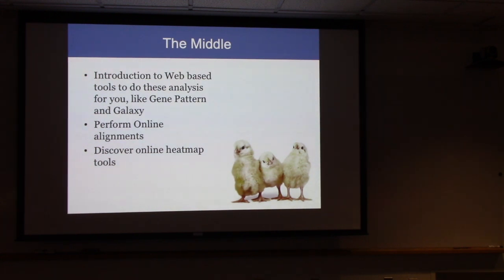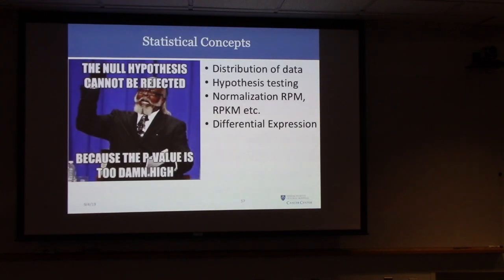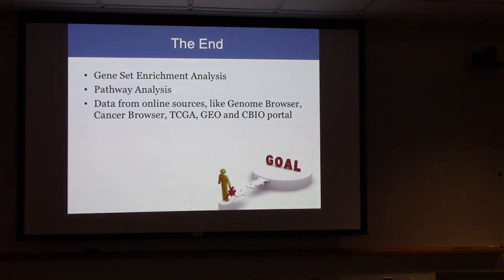And then we talk about these things with web-based tools. For example, we use GenePattern and Galaxy. These are the 2 tools that we introduce in that course, and show you how you can perform online alignments, online heat maps. Same thing, we talk about statistical concepts. So there is an overlap between these 2 courses. If you're taking the long course, this would be a waste. If you cannot take the long course for whatever reason, this would still give you something to work off of. Okay, that's my 2 cents.